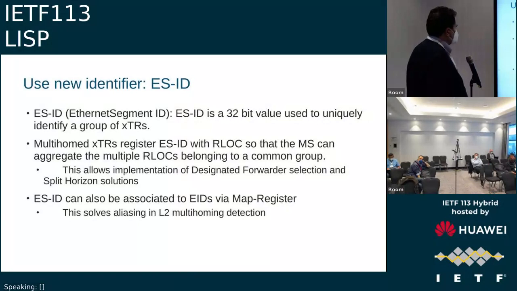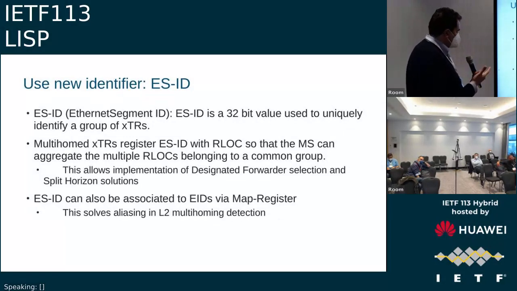It seems that the conversation is going toward using a new identifier, the Ethernet segment ID. It's a 32-bit value that will identify uniquely the group of XTRs. The XTRs that are multi-homed get to register their ESID with the corresponding RLOC, and in this way the mapping system can aggregate the multiple RLOCs so that they are all part of the same group.